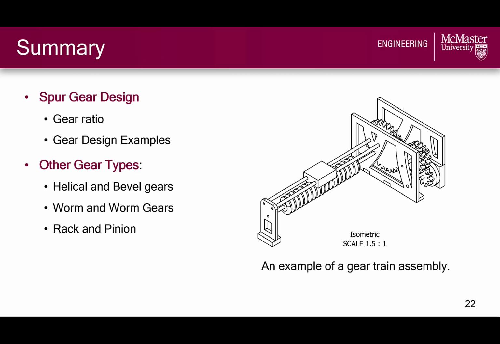So we've covered quite a bit in this video, from spur gear design calculations to discussion of other gear types, including helical and bevel gears, worm and worm gears, and rack and pinion mechanisms. More design examples will be provided in this week's lab lesson, which will give you all the tools needed for your individual design project. Now that we've talked about mechanisms such as gear trains, where multiple parts are assembled together to accomplish some objective, we can transition into our next topic of assemblies.